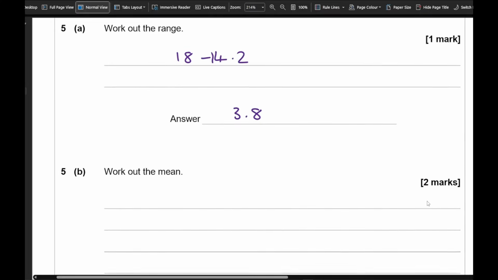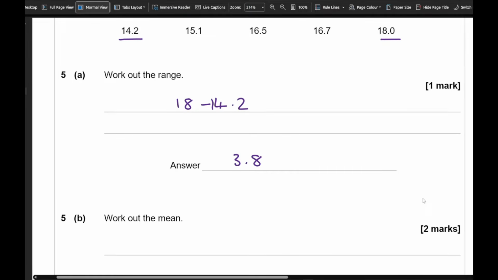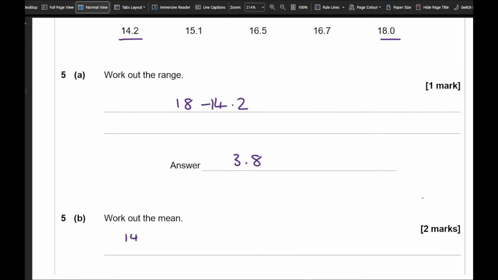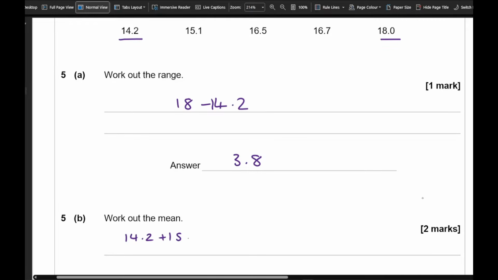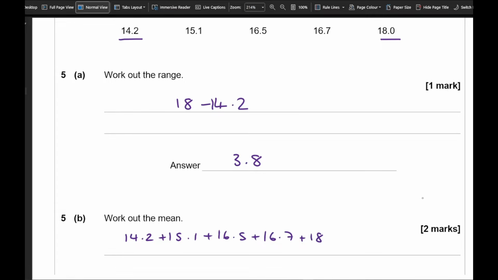Then it says work out the mean. So to work out the mean, I've got to add all those numbers up. So 14.2 plus 15.1 plus 16.5 plus 16.7 plus 18. And if I type that all into my calculator, just making sure that you're entering the numbers in correctly.